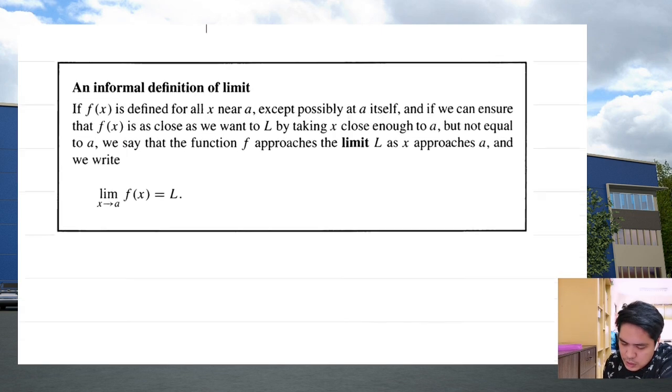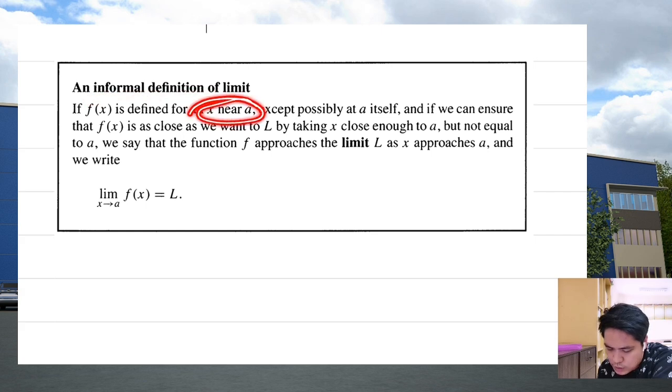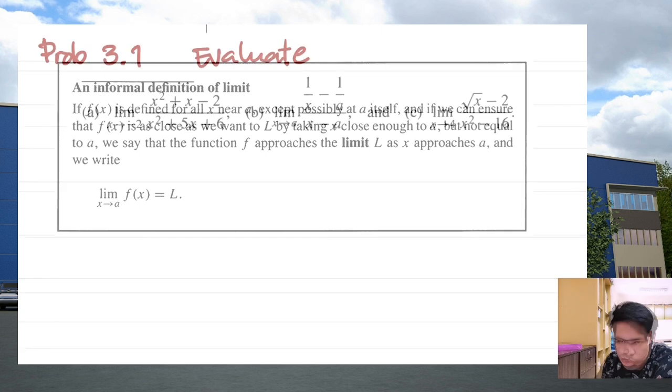Now, why is it called the informal definition of a limit? I will answer that. It is an informal definition because this is too vague. When we say x near a, that is too vague. It varies. This is very relative, so it depends on what you are looking at, or how near is near or how far is far.